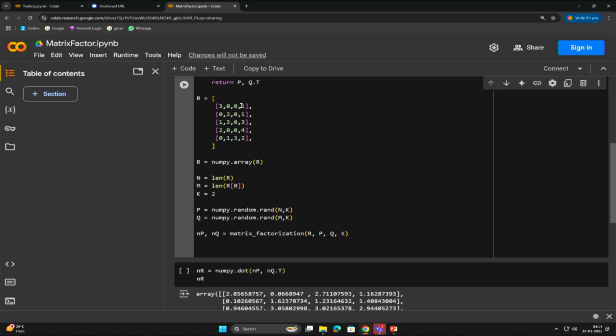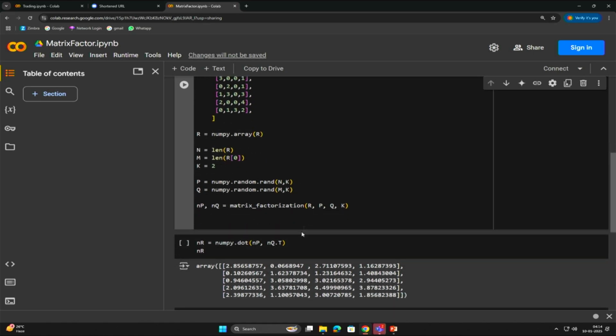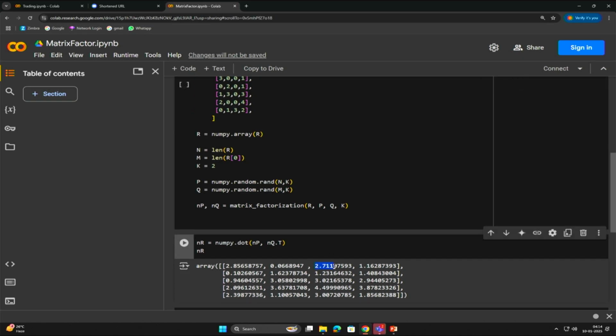Now we have 2 more products to offer. Which one should we offer to this customer, or should we offer both? So going by these numbers, it thinks the customer may like the third product. It has 2.71. The customer will certainly not like the second product, which is 0.06.